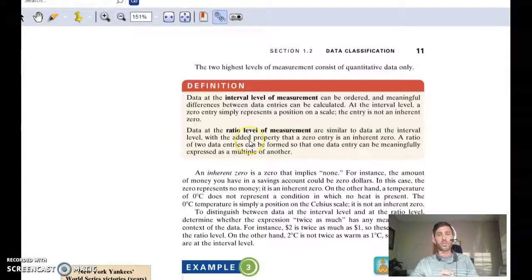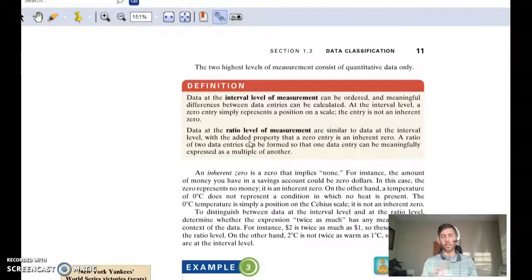Now, with ratio level, 0 has to mean none. So with temperature, 0 doesn't mean none. There's still temperature, it's just really cold. An example of ratio level data would be like how much money is in your bank account. If you have 0 in your bank account, that means none. So with ratio levels, 0 means none.